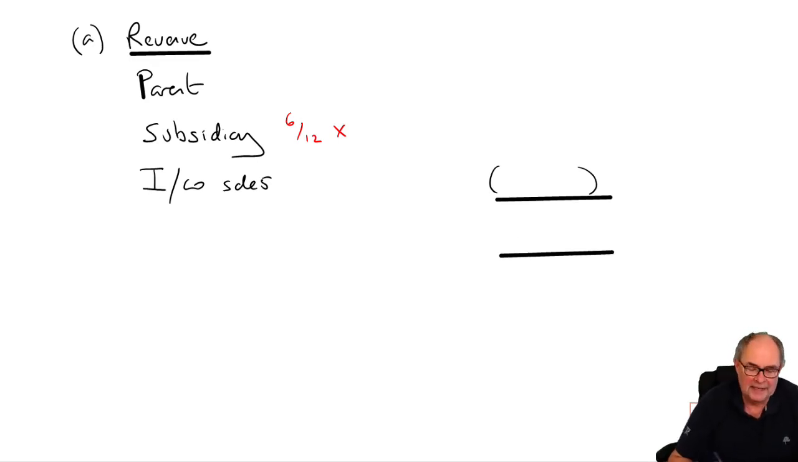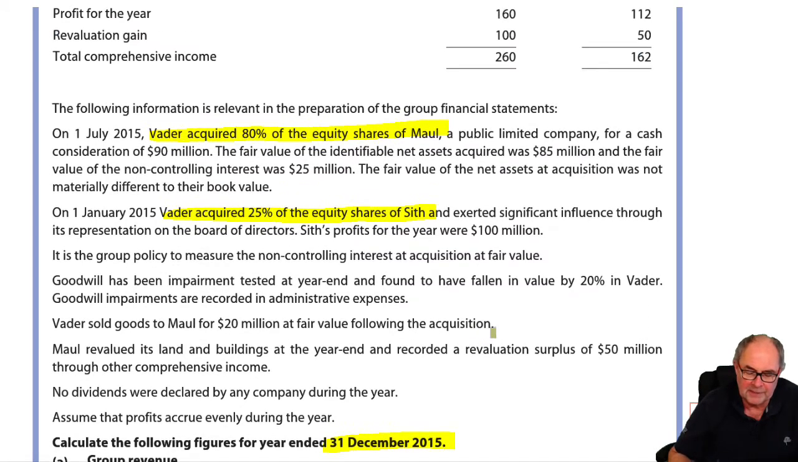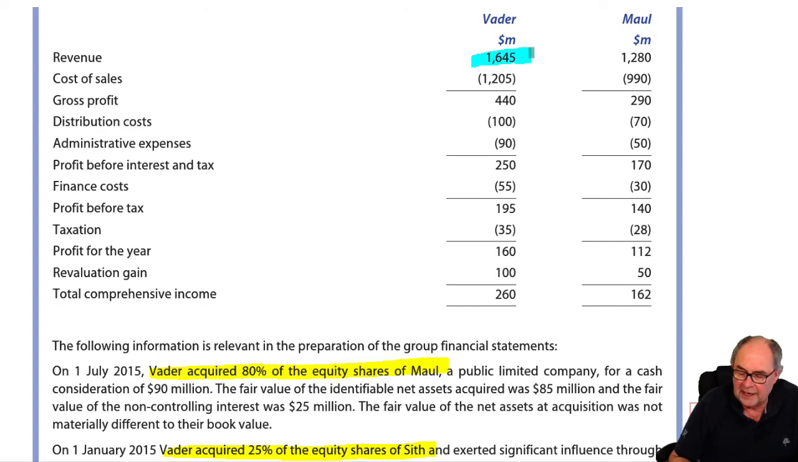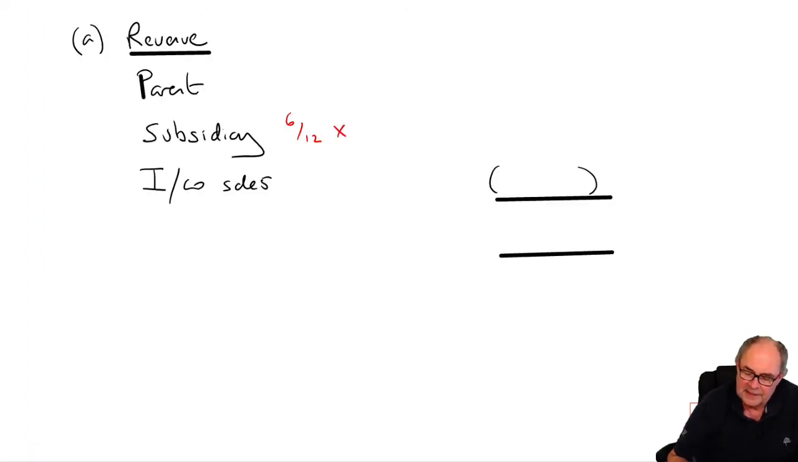So let's look back at the question and see if we can find the numbers. Here we are. I'm just going to highlight in blue now. The parent is 1645 and the subsidiary is 1280. So I'll put those two figures in first. 1645, 6/12 of 1280 would give me 640.